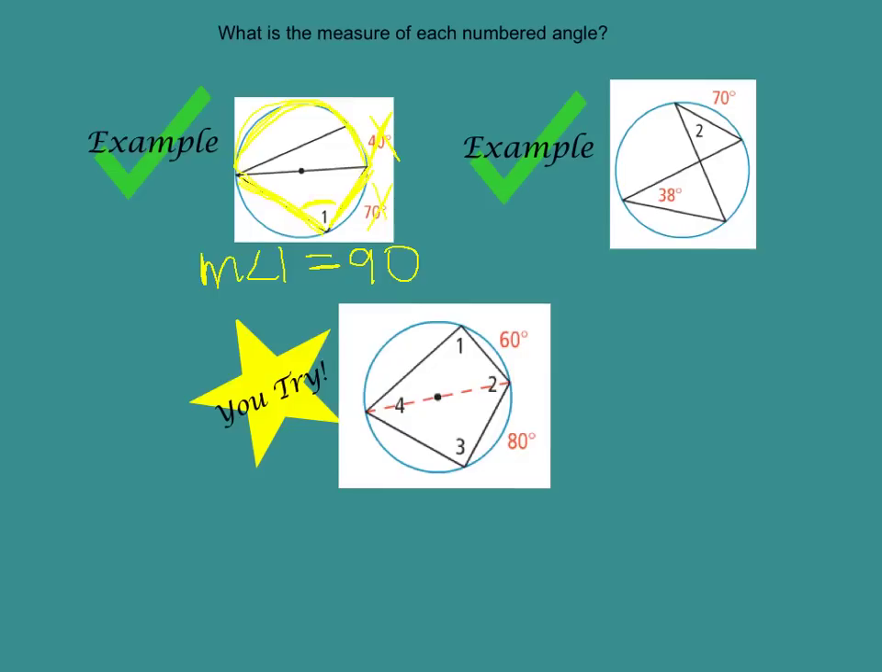In our second example, we're trying to find the measure of angle 2. Measure of angle 2 is created by these two chords. Well, the same arc is created by this chord and this chord. They share this arc. Therefore, these two angles are congruent to each other. Therefore, the measure of angle 2 is equal to 38. And that's 38 degrees and 90 degrees.